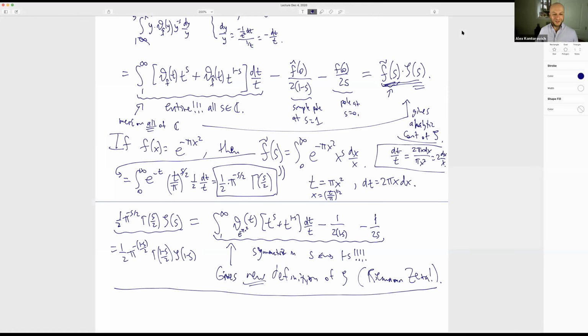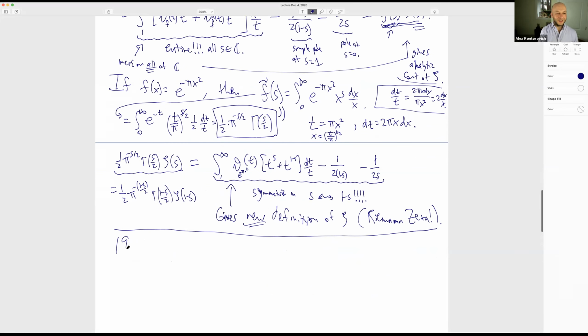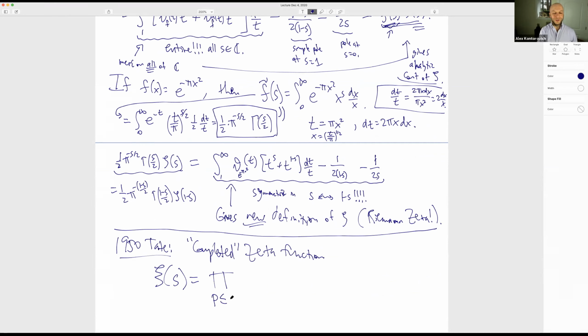Okay, so you had asked about the Adeles appearing here. So this is 1950, John Tate, who just recently passed away. So the interpretation of this is that there's a completed zeta function, which is traditionally denoted C, which is a product of local zeta values.